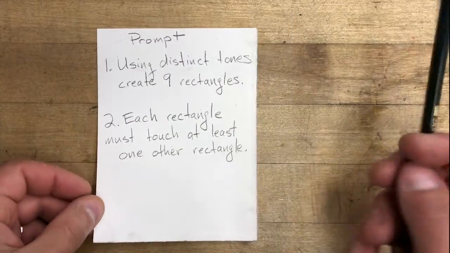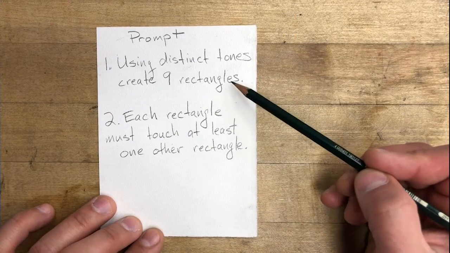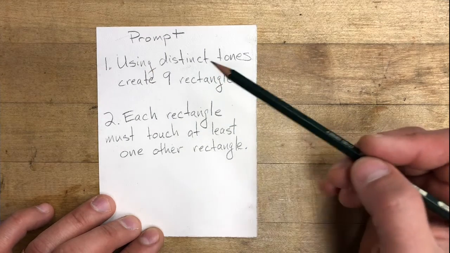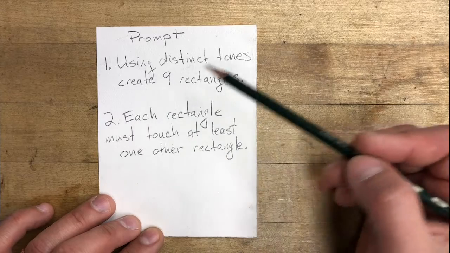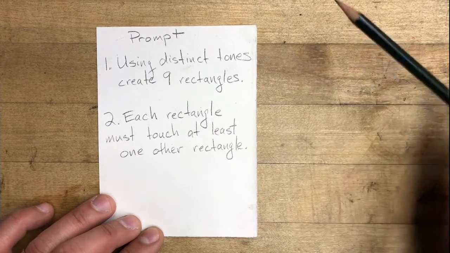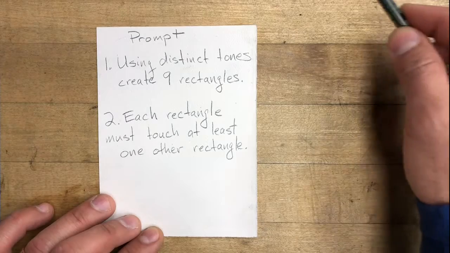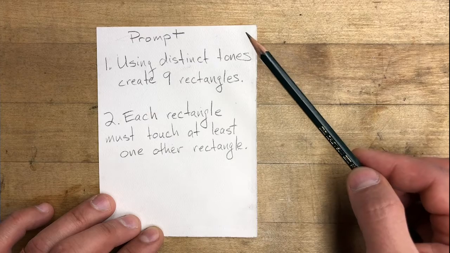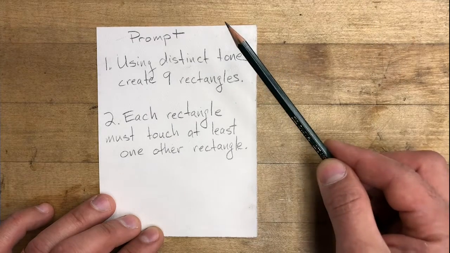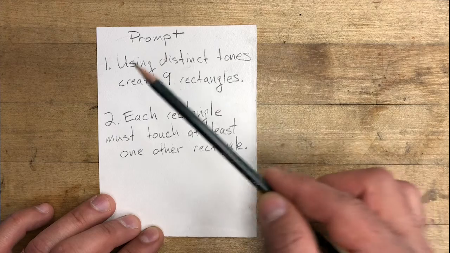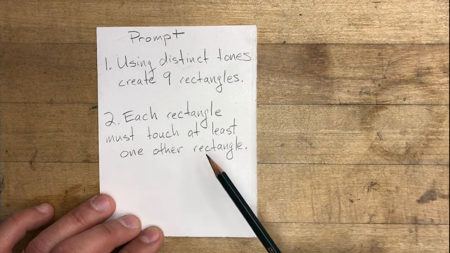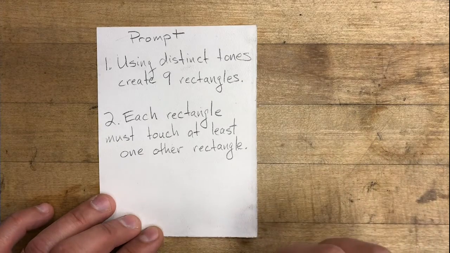The prompt, which will also be written at the bottom of this post, is to create 9 rectangles using 9 distinct tones. Now, if you remember the previous lesson, we defined a white circle by surrounding it with a darker tone. Same concept here. The change of tone will define the shapes. So using 9 tones, you will create 9 rectangles. Each rectangle must touch at least one other rectangle. That's it. That's all the criteria.